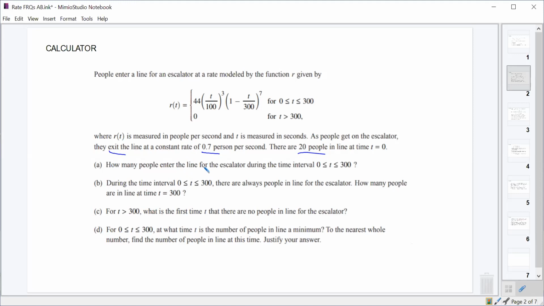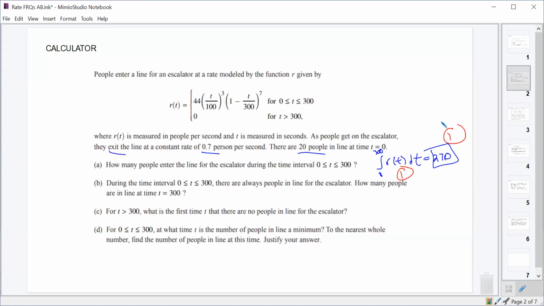How many people enter the line for the escalator during the time period 0 to 300? Well, if we're given a rate at which they enter the line, the number that enter the line is just our integral from 0 to 300 of that r of t dt function. And you have a calculator for this. This was a calculator problem. And it came out to be exactly 270. So this was 2 points, 1 point for having the setup and 1 point for getting 270 people.